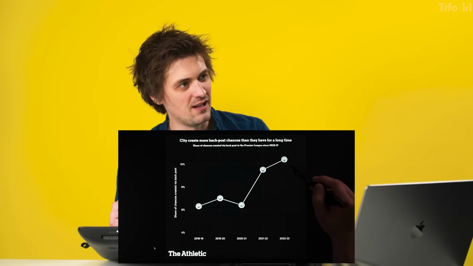This is when Erling Haaland signed. So is this relevant? Is correlation causation? I don't know, to use a statistical term. But I think so. I think that it is the case. And we can see it in a number of examples here. Some of these are goals, but some of them are just chances.